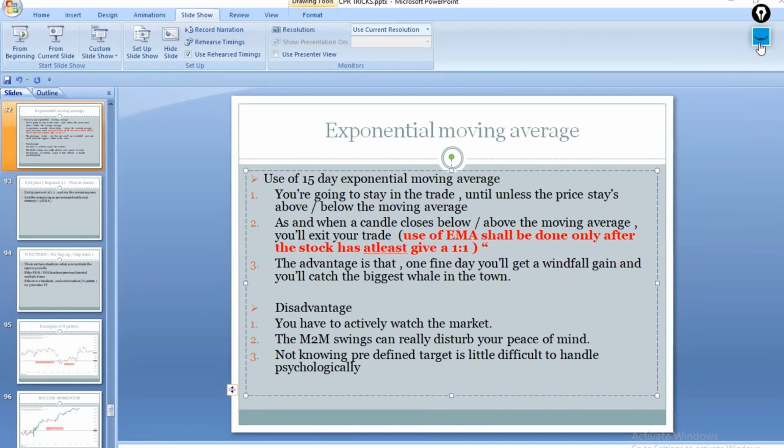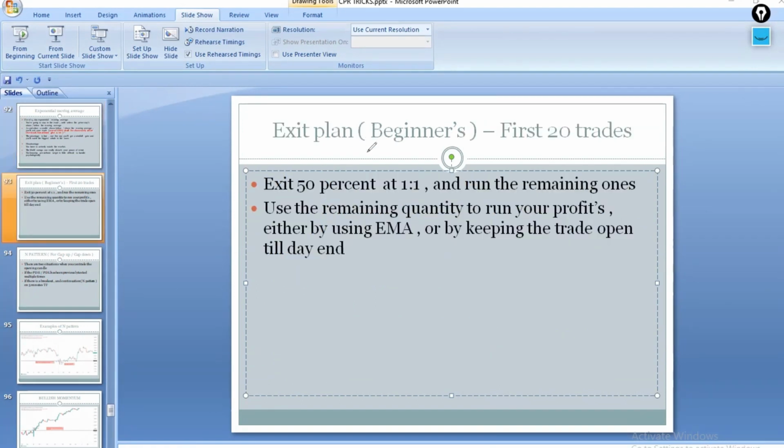I believe once you take 10 trades with it, you will understand the importance of this particular system. So this is an exit plan that any beginner can follow. He can exit 50% of his quantity at 1:1 and let the remaining run. Second, he can use the remaining quantity to run the profits by using the EMA or by keeping the trade open till day end. Keeping the trade open till day end obviously involves emotions, but as you spend some time in the market, you will be able to handle it.